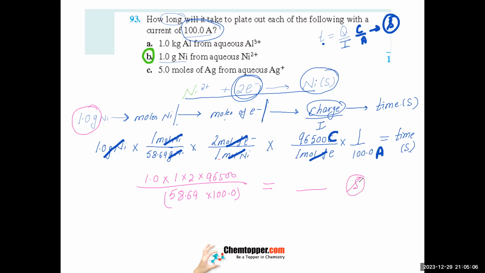Answer will be in seconds, and if it is a big answer, you can convert that into minutes or hours, even days also. Generally, hours, minutes are okay. So are we clear about this B part?